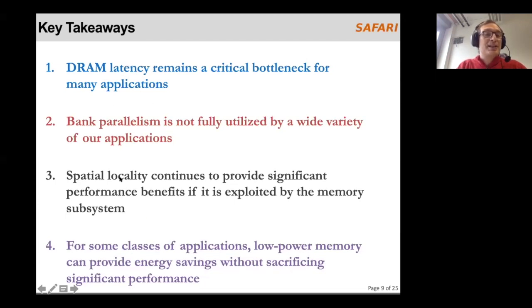The third one is also related to latency, actually, because spatial locality is important so that your latency is reduced in the row buffer, for example. If you don't exploit spatial locality, you may actually get row buffer misses, row buffer conflicts. As a result, your latencies increase. Okay.